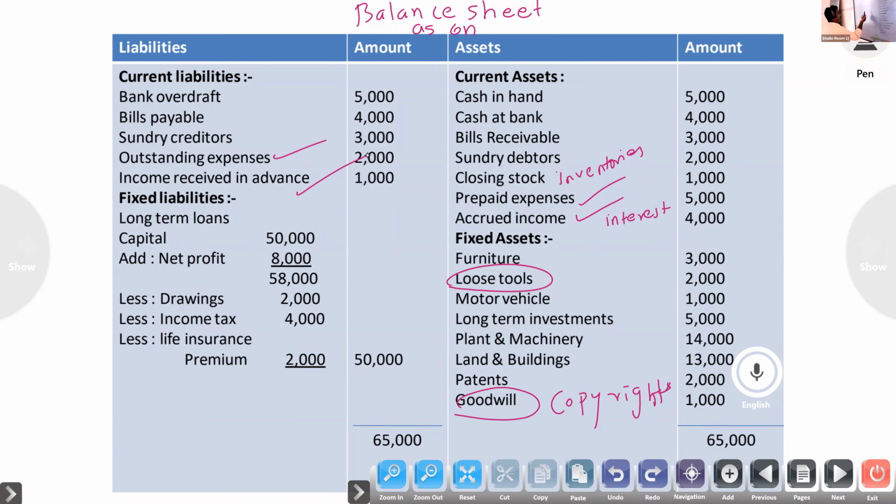Then fixed liability, loan. Then capital, the amount invested by the owner into the business. That is capital, a long-term liability. With that, what we will add, this is the point, net profit. Net profit we will add. From where will we get this net profit?